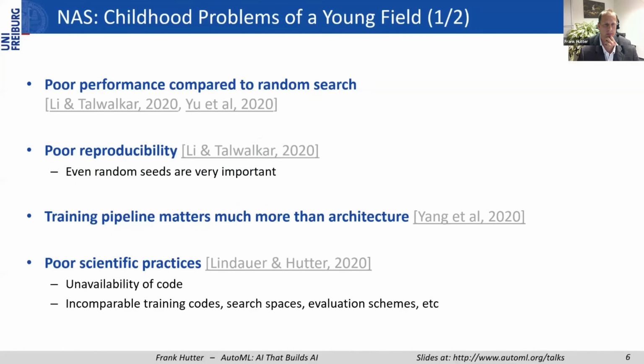There are some papers showing that neural architecture search methods can sometimes perform worse than random, or not much better than random. The reproducibility is poor, and even random seeds can make quite a dramatic difference. Then the training pipeline sometimes matters much more than the architecture. And there are some poor scientific practices in this young community, such as not having code available or having incomparable training code, search spaces, and evaluation schemes, which makes it very hard to make progress as a community.